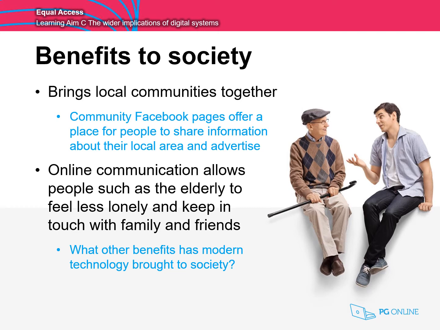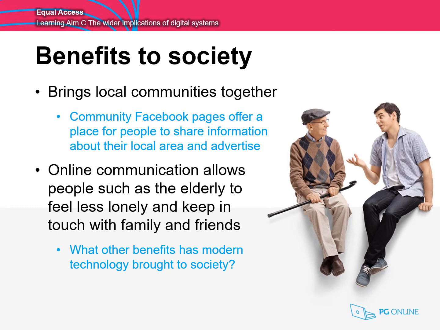Online communication allows people, such as the elderly, to feel less lonely and keep in touch with family and friends. So again, by having equal access and not discriminating against the elderly people, this means they can use that equal access to communicate with friends and family, which can help with their mental health.